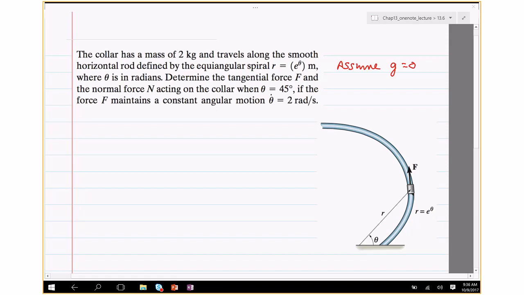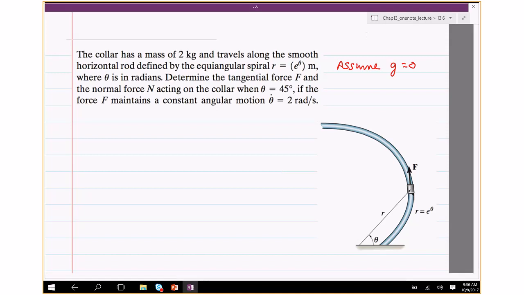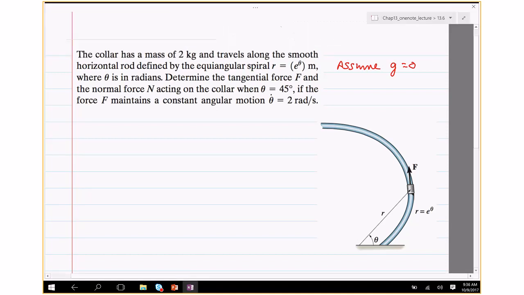Okay, so the collar has a mass of 2 kg and travels along a smooth horizontal rod defined by r equals f of theta. So the good news is that you're given the curve. That's an indication that cylindrical coordinates is the way to go. Where theta is in radians.